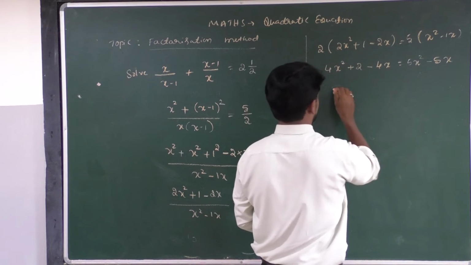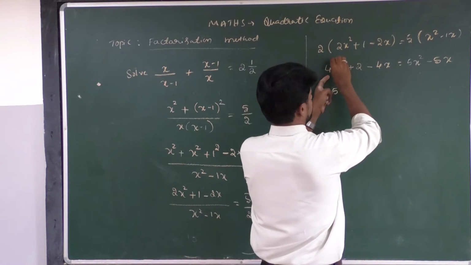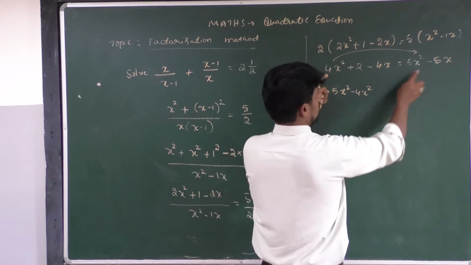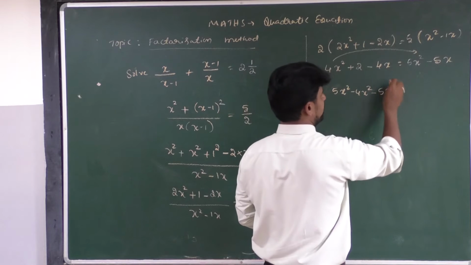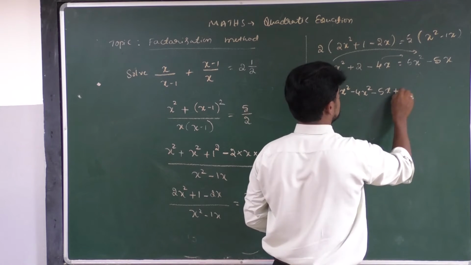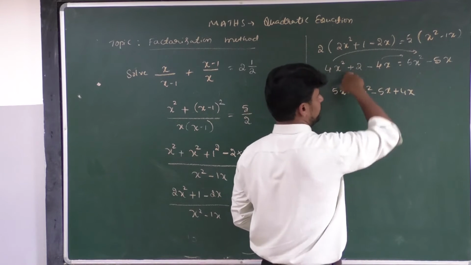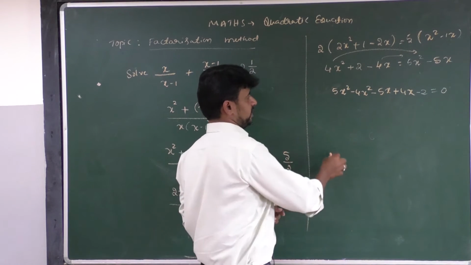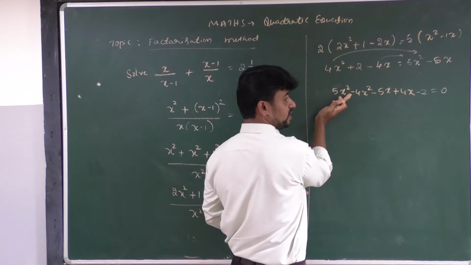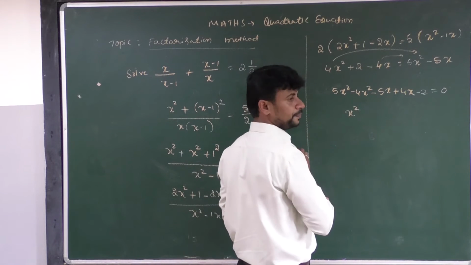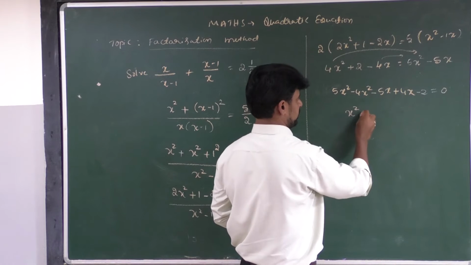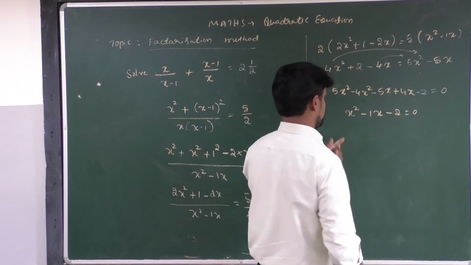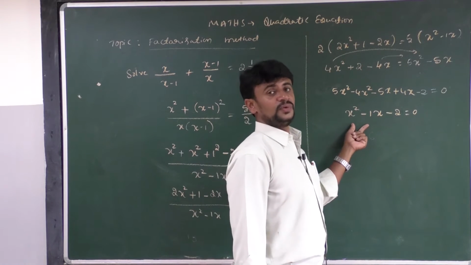Then here we have 5x square, as it is 5x square. If you take this 4x square to the right side, it becomes negative. Then it becomes minus 4x square. And also here we have minus 5x. If you take this 4x to the right side, it becomes plus 4x. And we have plus 2. If you take it to the right side, it becomes minus 2 is equal to 0. In the next step, if you subtract this 4x square from 5x square, you will get x square. If you subtract this 4x from 5x, you will get minus 1x. Minus 2 is equal to 0. This is the required equation to find the factorization.